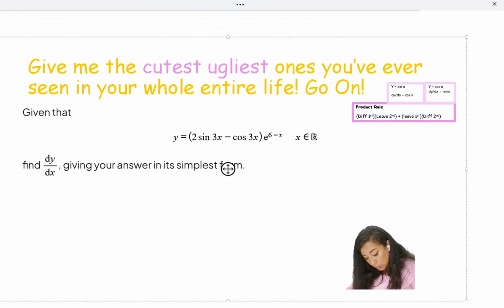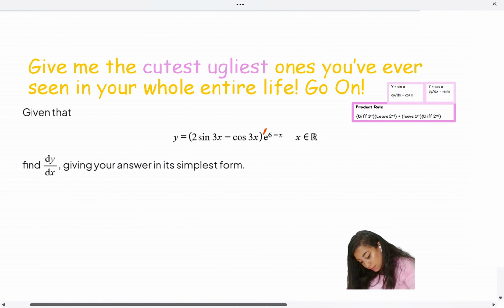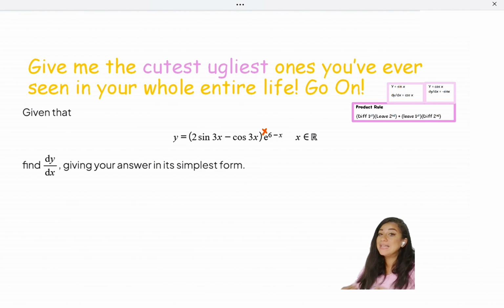I've got this whole thing times e to the power of 6 minus x, which means I'm dealing with a product rule question. No matter how it looks, it doesn't matter because we've got the magical rule: differentiate first, leave second, plus leave first, differentiate second. So let's look at this.